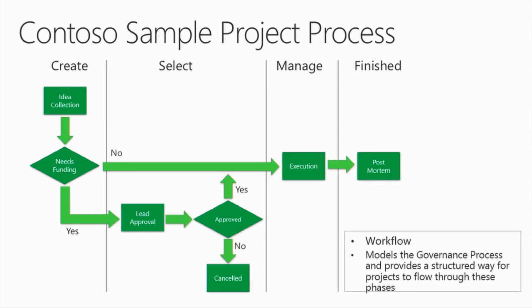If the project needs funding, then somebody needs to approve it. So we will send a specific task to the lead approval, and he will decide whether he approves the project or not. If he approves the project, then we move into the execution phase. If not, then the project is canceled. Fairly easy workflow, but it shows different steps, sending email, approving. So it's basic, but you will go through different steps.